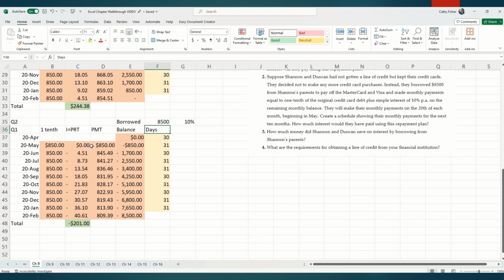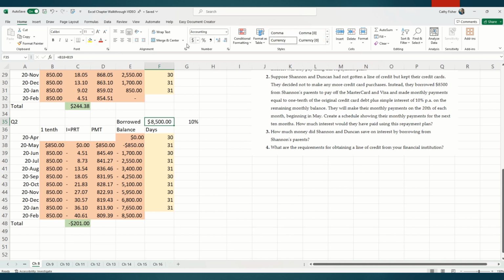And then I will get rid of this Q1. Sometimes it's easier to just start again, but I'm just not going to. Okay, so this balance borrowed is actually, in this case, going to equal the 8,500. So I'll have to fix that part right there. My days don't need to be fixed.